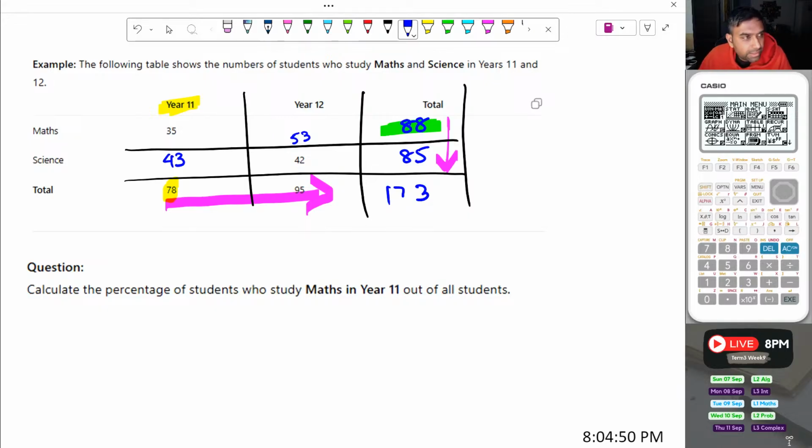All right, so now we've got to work out the percentage of students who study maths in year 11 out of all students. So when you look at out of all students, that's going to be 78 students out of 173. And so we're going to put this in the calculator, and we should be pretty good to go after that. So 78 over 173. Just double checking my answers because I've just kind of started it. Unless I've made a mistake somewhere. Have I made a mistake somewhere? No, I have not.